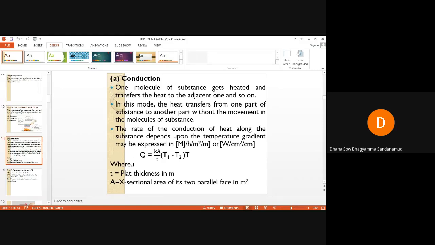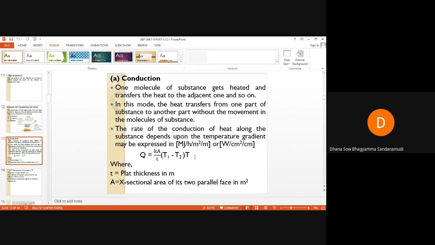So the rate of conduction of heat is given by Q = K × A × (T1 − T2) × T / t, where small t is the thickness of the material in which you want to heat some substance. A is the cross-sectional area of the two parallel faces of that particular vessel or substance. T1 and T2 are the temperatures of the two faces in degrees Celsius, and capital T is the duration of heat transfer in hours. Small k is the coefficient of thermal conductivity of that material, which is measured in megajoules per square meter per meter per degree centigrade per hour.